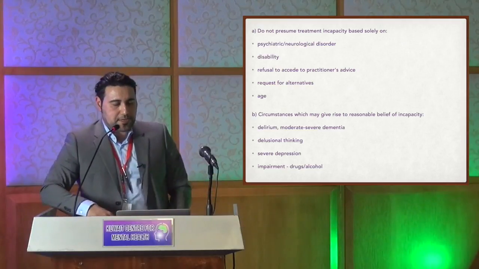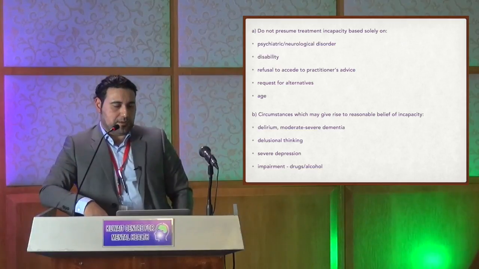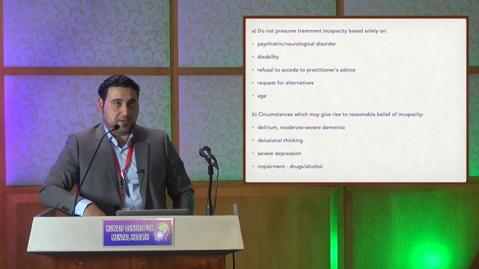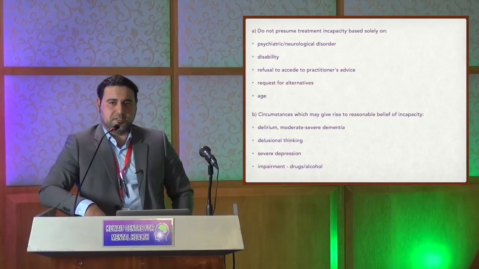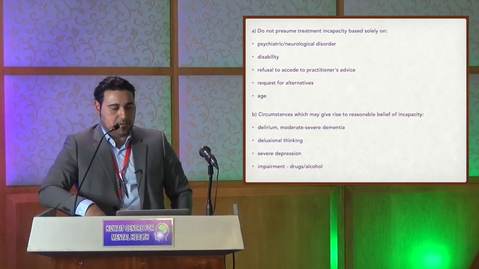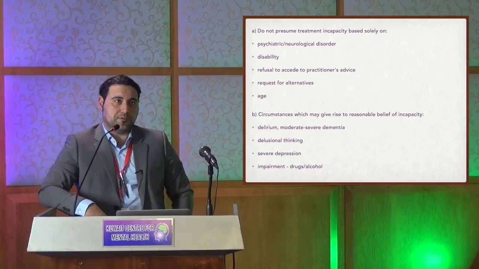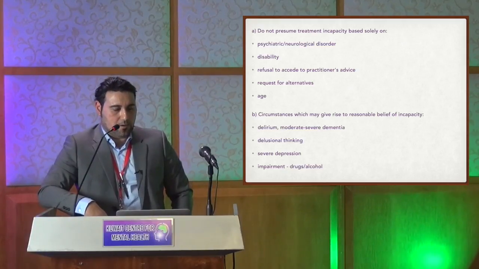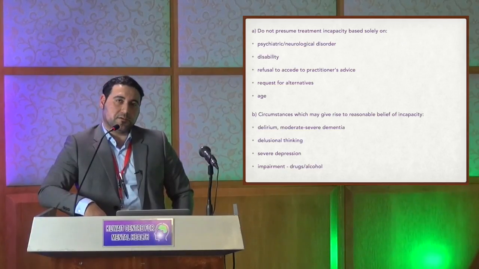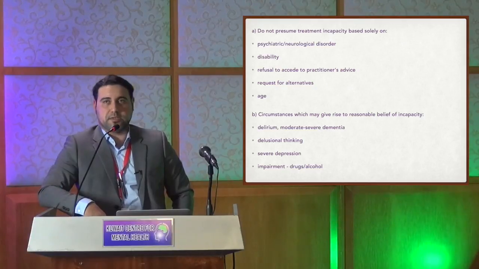So you should not presume treatment incapacity based solely on a psychiatric or neurological disorder. Not just because a patient has schizophrenia do we say he's not capable. You can't. You have to assess capacity. You can't rely just on disability. The person is mute, therefore he's not capable? No, you can't. You have to assess capacity. Or just because he's disagreeing with you or refusing your advice, that doesn't mean he's not capable. Or because of age, he's 80 years old, therefore he's not capable? No, you have to assess capacity. Or a request for alternatives: just because he's asking what the alternative to an antipsychotic is, that doesn't mean he's not capable. Okay.